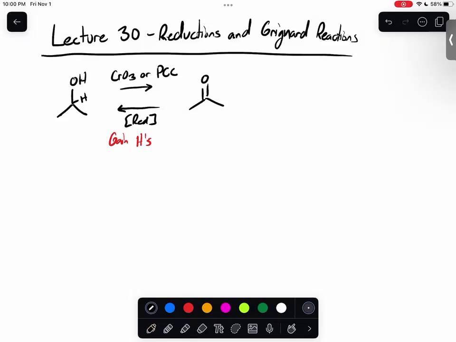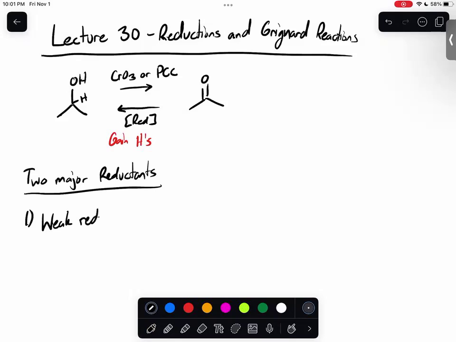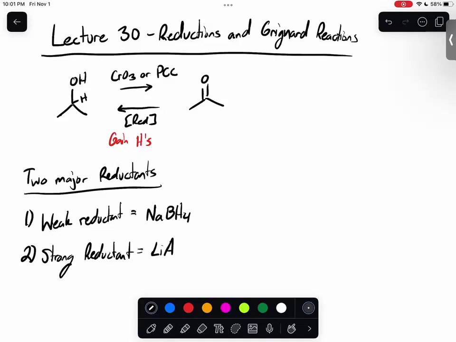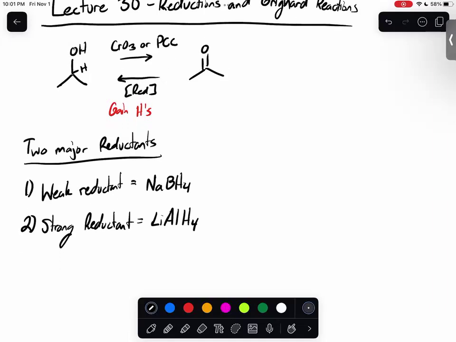So we have two major reductants that we're going to be focusing on today for OChem specifically. The first one is our weak reductant, sodium borohydride, NaBH4. And then we have our second one, which is our strong reductant, and it's called lithium aluminum hydride, or LiAlH4.